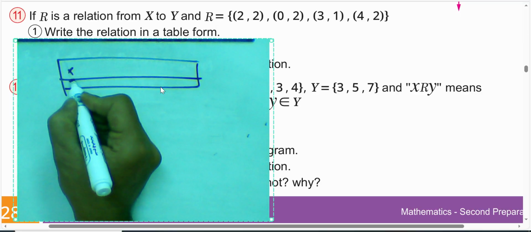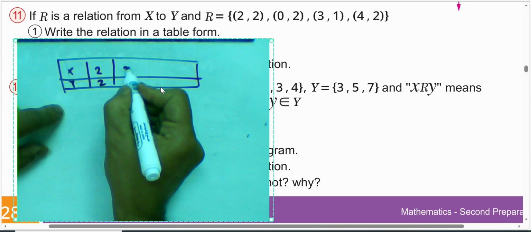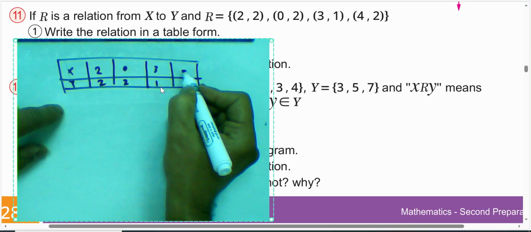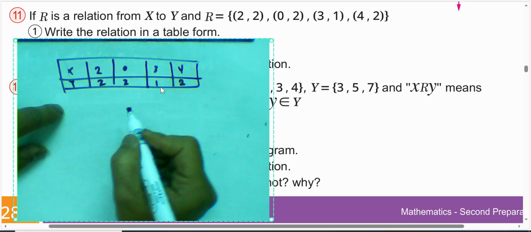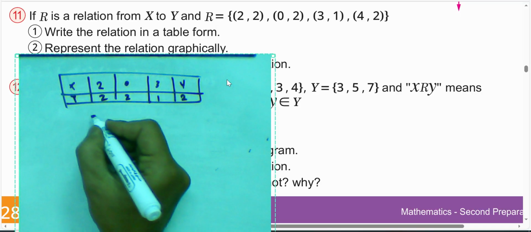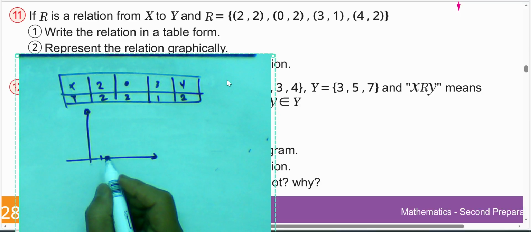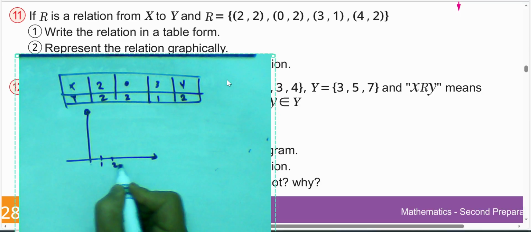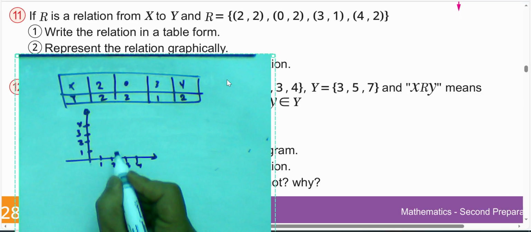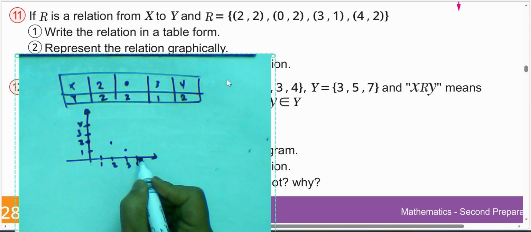Write x and y. Look here, 2 with 2, and 0 with 2, 3 with 1, 4 with 2. Okay, next, represent the relation graphically. We can draw it graphically like this. We have 1, 2, 3 and 4, and here also 1, 2, 3 and 4. The image: 2 with 2, 0 with 2, 3 with 1, 4 with 2.